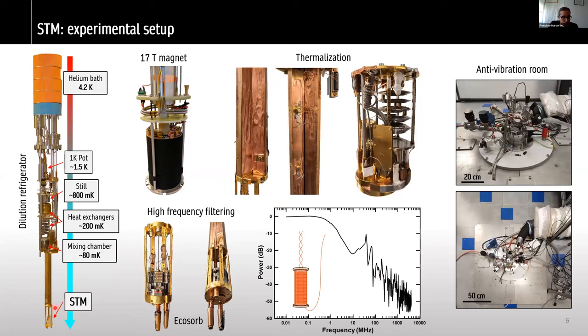The STM is attached to the cold part of a dilution refrigerator that goes down to 80 millikelvin with the STM inside. This particular system I'm showing has a 17 Tesla magnet, but we have magnetic fields up to 22 Tesla in our lab. All the wires coming from the top are thermalized in several stages, and they are twisted in these small coils in the bottom part with Cosorb to improve the high frequency filtering. The cryostat is placed inside this anti-vibration room with a floating floor that isolates it from the pumps of the dilution system and from the rest of the vibrations of the building.